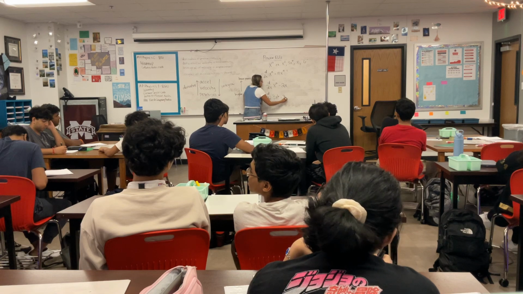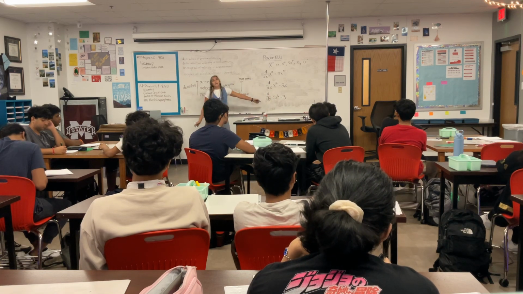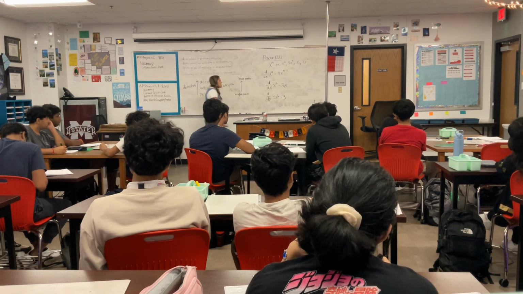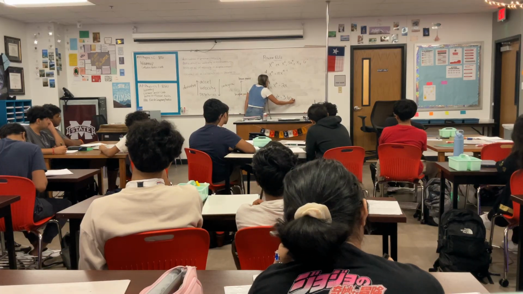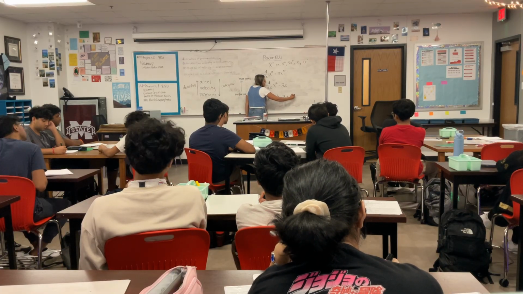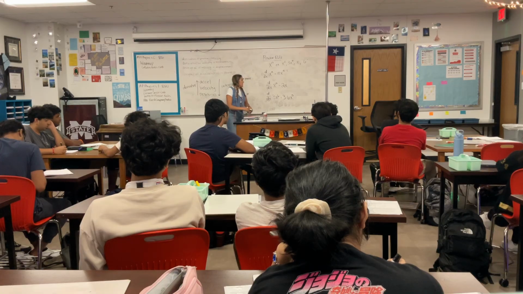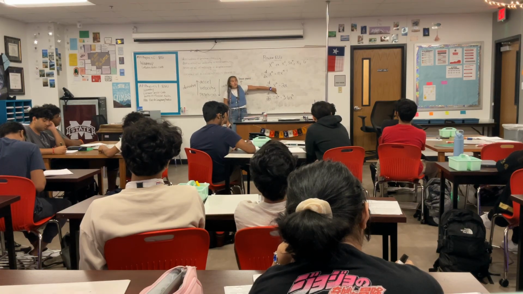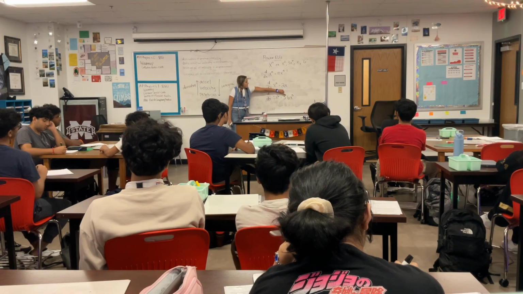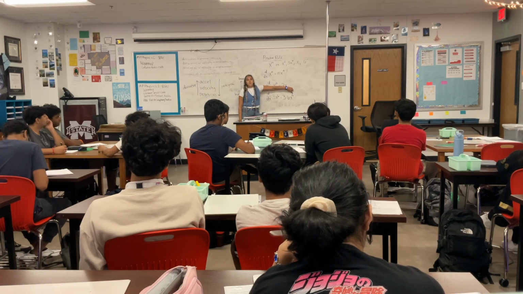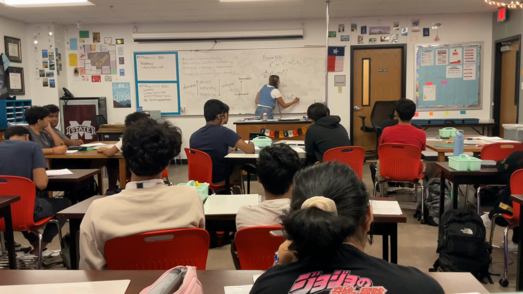3 times, what's n in this case? 6. 3 times 6, and then x to the now what? 5. So this is n. So I have n multiplied out front, raised to the n minus 1. So I get 18x to the 5.